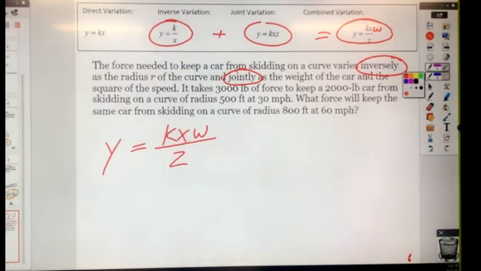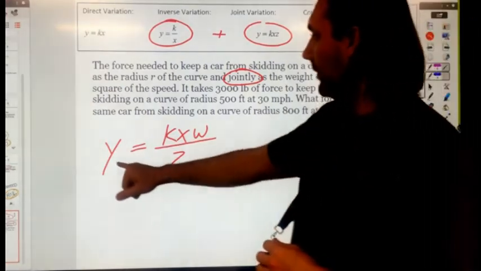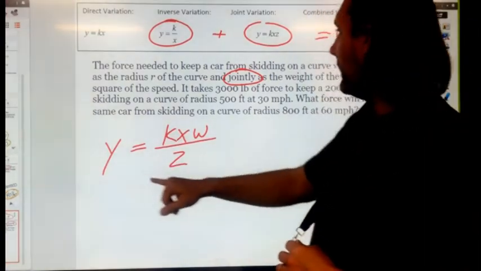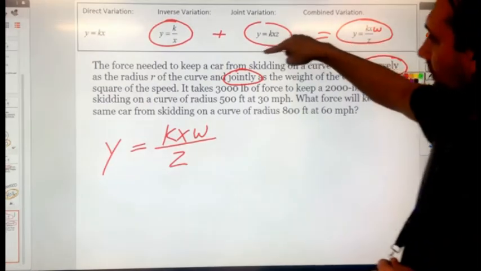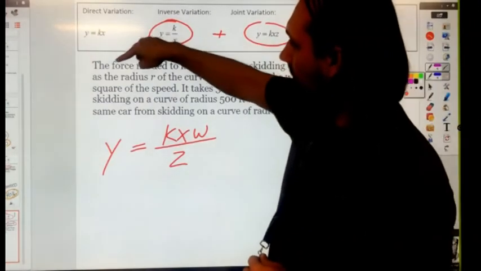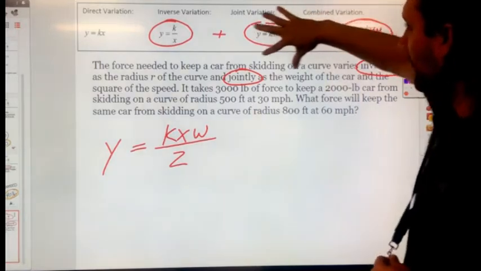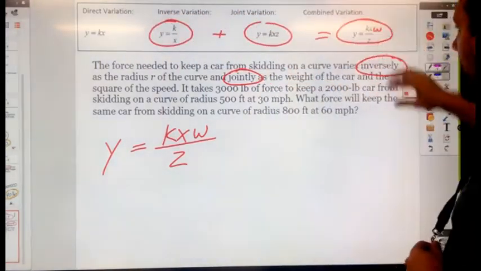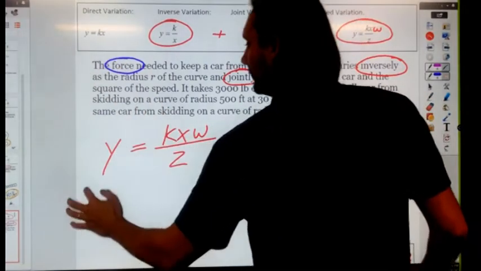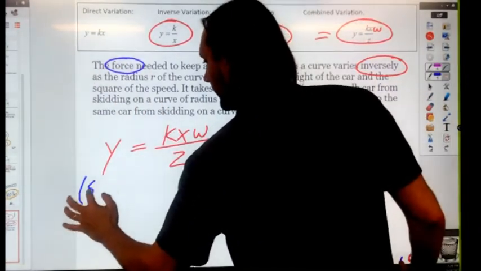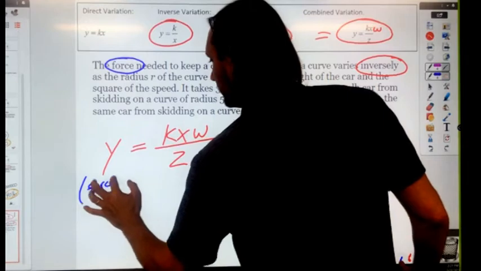Let's label our variables. What's going to be my unit of measurement for the y? Before all of this, what unit of measurement do you see? Distance? Unless you're tripping. Right here, it says force needed to keep a car from skidding. Force, yeah. So this is my force.